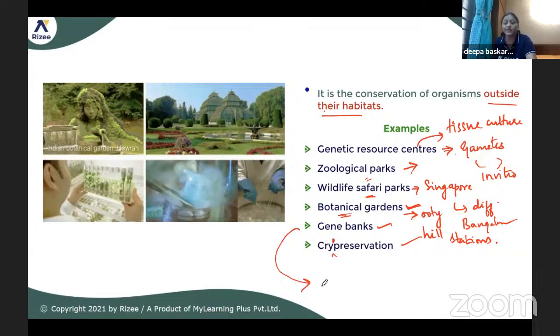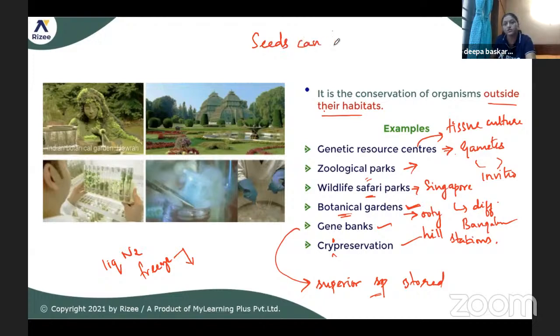Gene banks, again, store superior quality, superior species. And what do you mean by cryopreservation? Cryopreservation means that using liquid nitrogen, we can freeze any kind of tissues. That is called cryopreservation. And even seeds can be stored for many years. Whenever we want to use them, we can use those seeds.